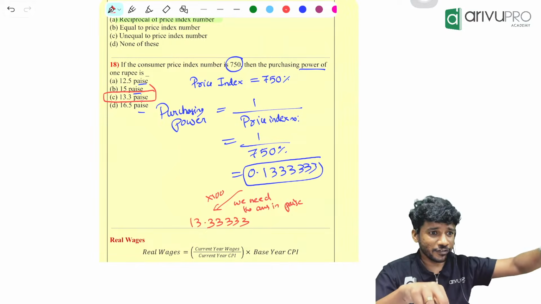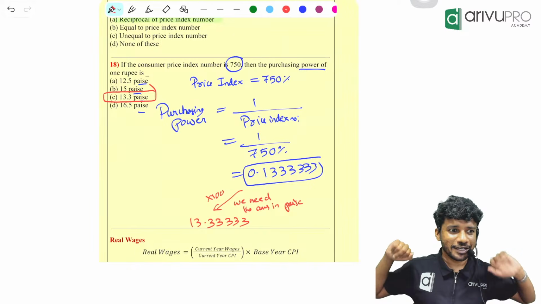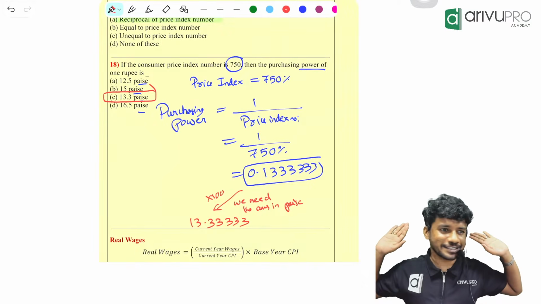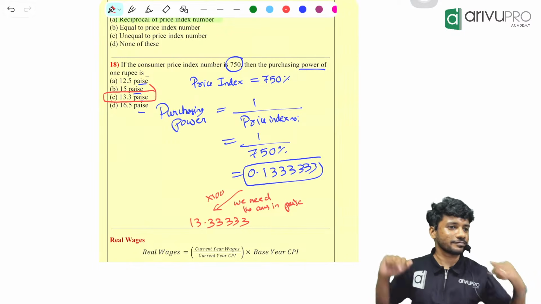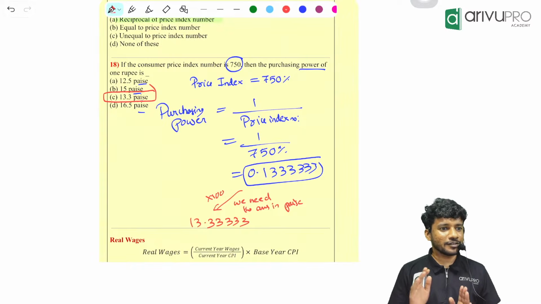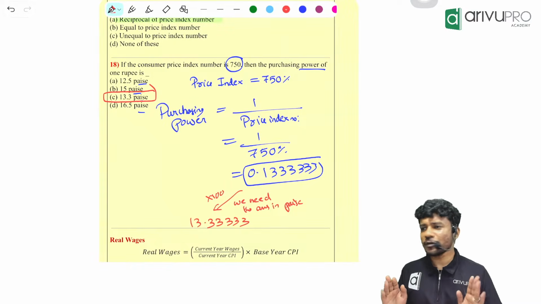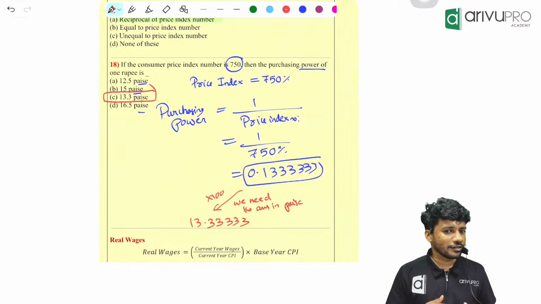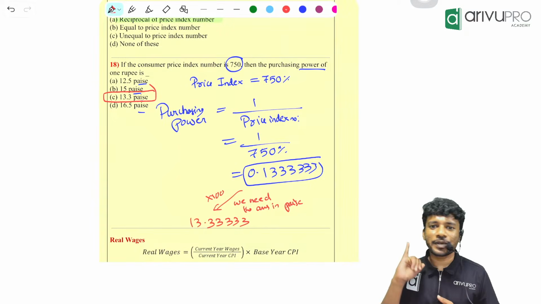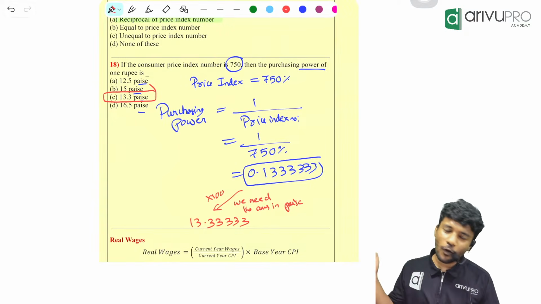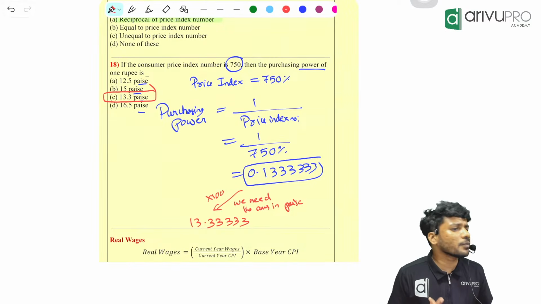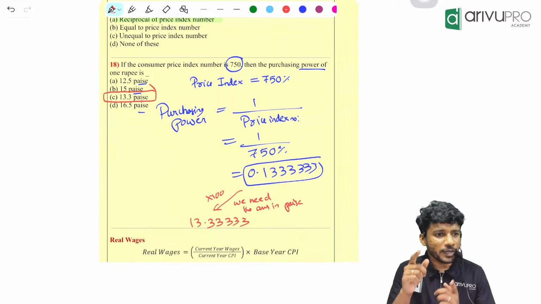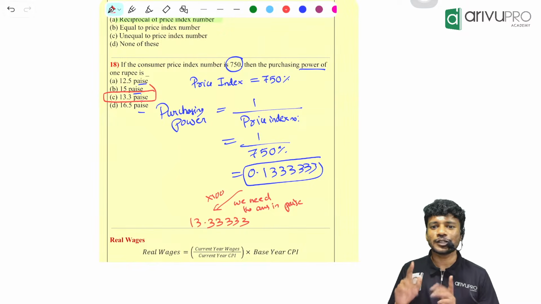A small revision of everything. What is purchasing power of money? It is the reciprocal of price index number. Then, what was our price relative? Current year price divided by base year price into 100. Then what is quantity relative? Current year quantity divided by base year quantity into 100. Then we studied SAPI. What is SAPI? Sum of all the current year prices divided by sum of all the base year prices into 100. Then we studied SRPI. What was SRPI? Sum of P1 by P0 divided by N into 100.